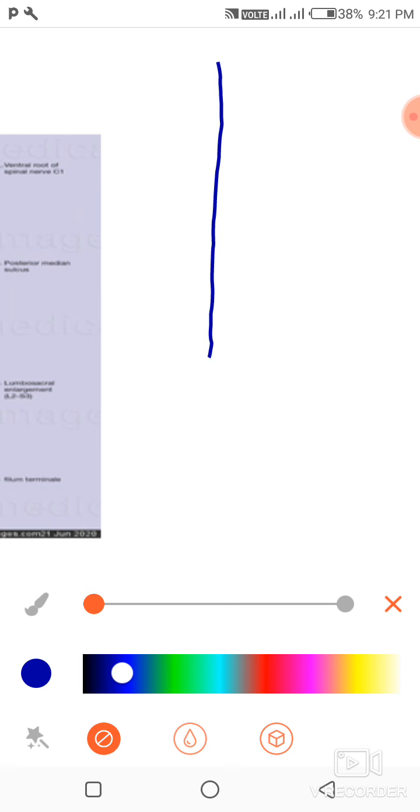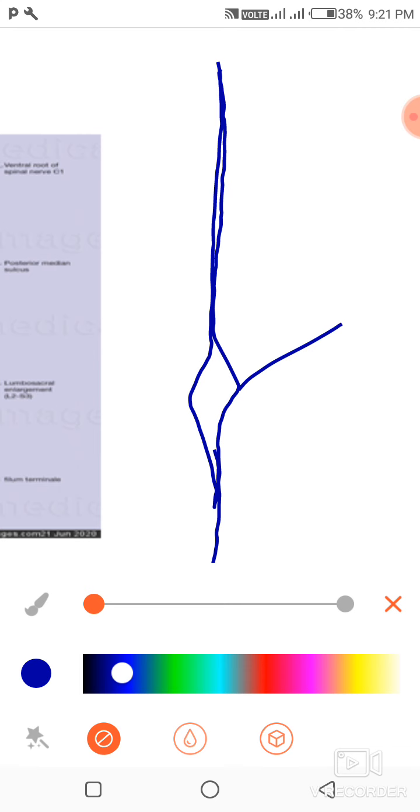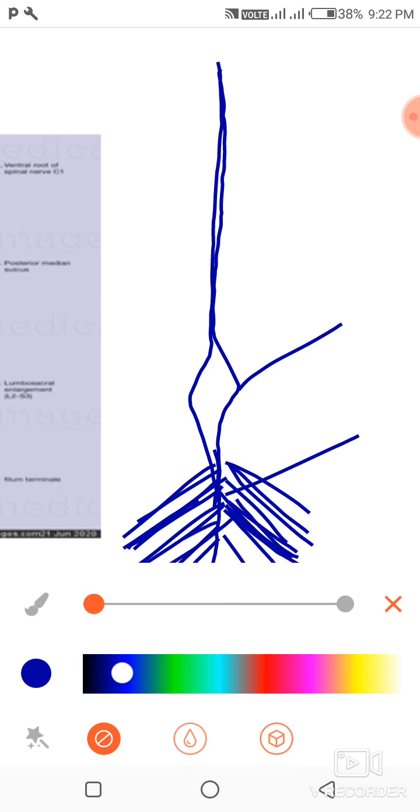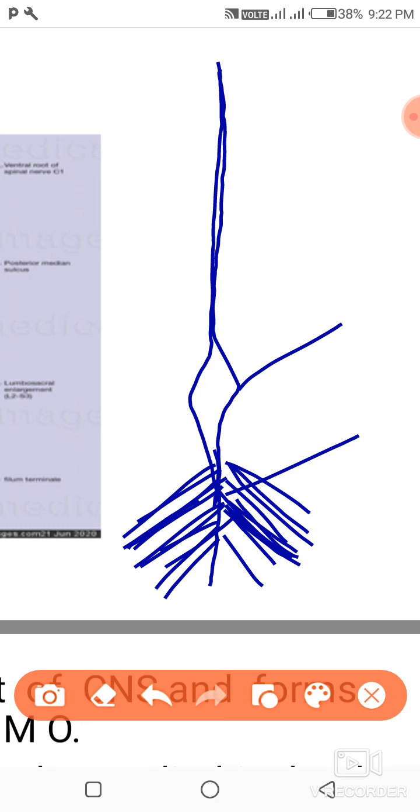Then it tapers gradually into a conical structure. That conical structure is called conus medullaris, and it is continued as filum terminale. This is conus medullaris. This is filum terminale. A bunch of spinal nerves arises from the filum terminale, and those bunch of nerves along with the filum terminale resembles a horse tail, hence it is called cauda equina. Cauda means tail and equus means horse.